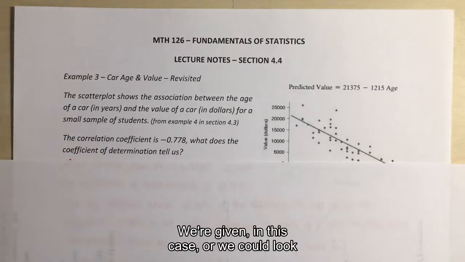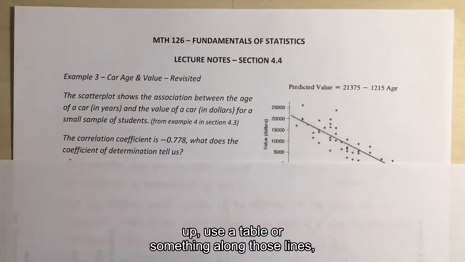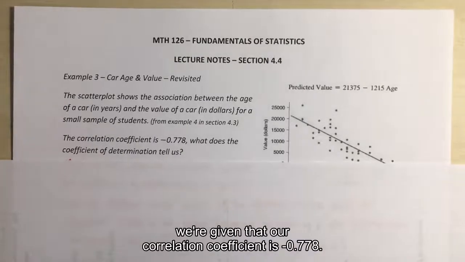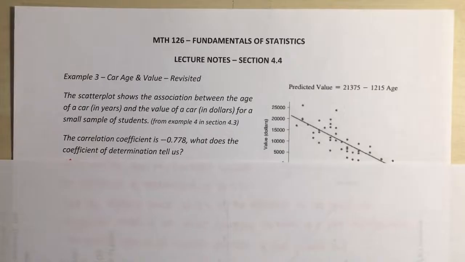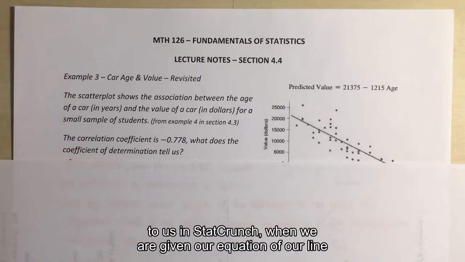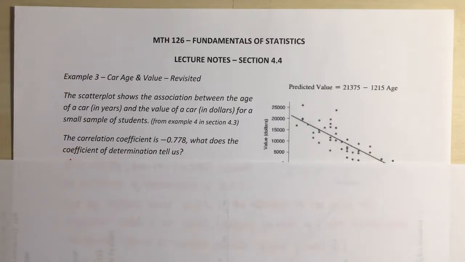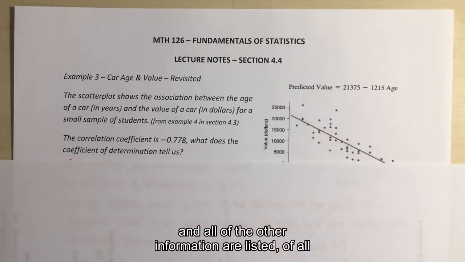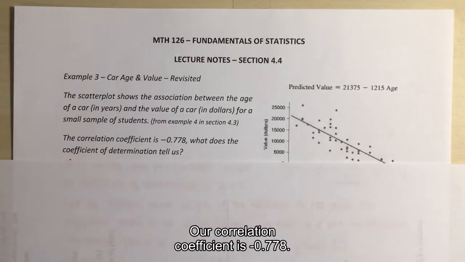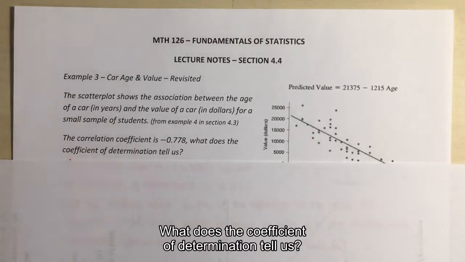We're given, in this case, or we could look up using a table, just to make it nice and easy, that our correlation coefficient is negative 0.778. If you start with just a basic data set, this is given to us in StatCrunch along with our equation of our line and all of the other information. So our correlation coefficient is negative 0.778.